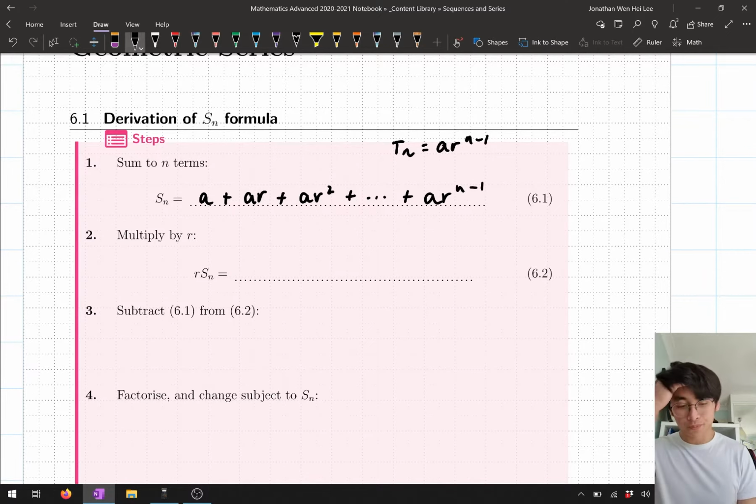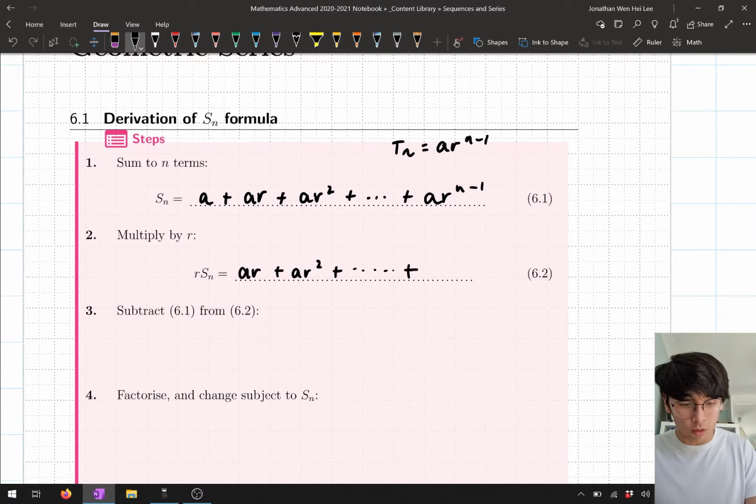Now, what we're going to do with this particular equation is multiply the whole thing by r. So the first term, a times r, is just going to give me ar. The second term was ar, and if I multiply that by r, I get ar squared. And if I multiply that term, I'd get ar cubed, and we'll continue this all the way until we get to the last term. Let me write in the next term as well: ar cubed, plus all the way until the end. And the last term, if we had ar^(n-1) and we times that by r, we get ar^n. I'll include the second last term as well.